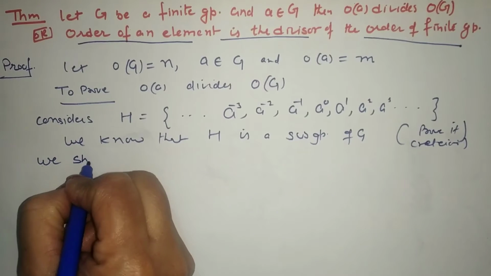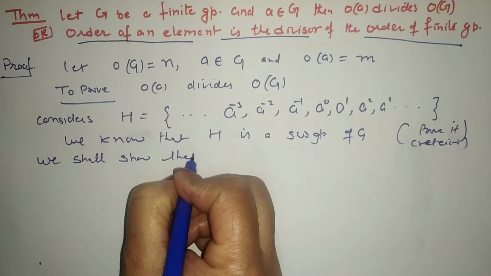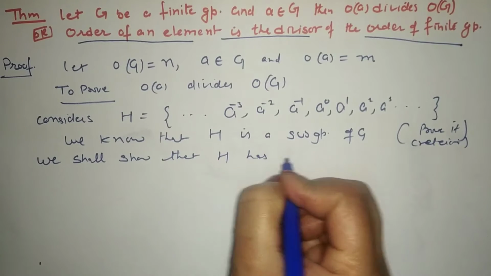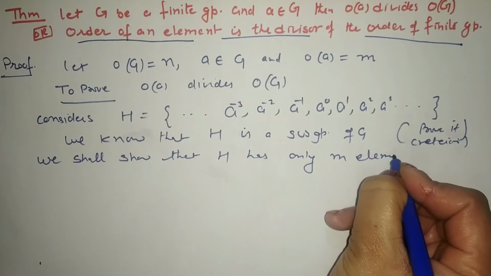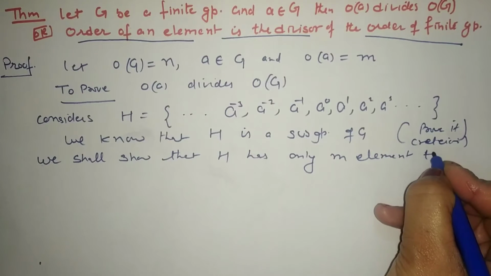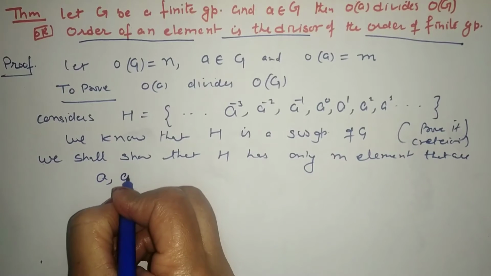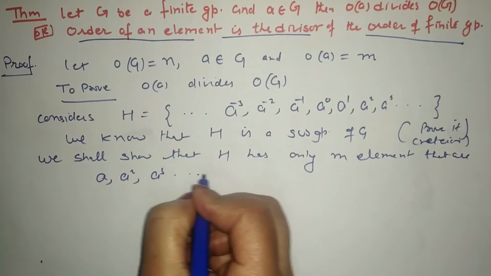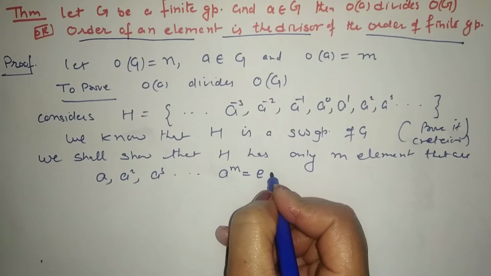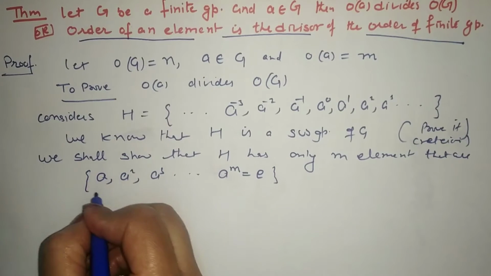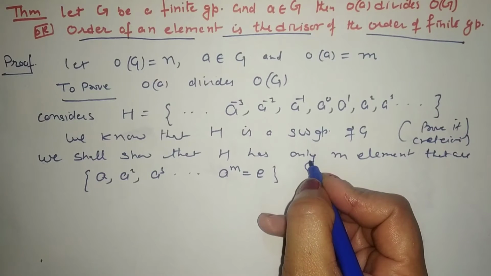Now we shall show that H has only m elements, that are A, A square, A cube, up to A raised to power m, which is identity. So these are the only elements of H that we are going to show now.